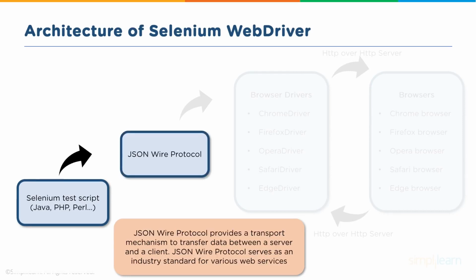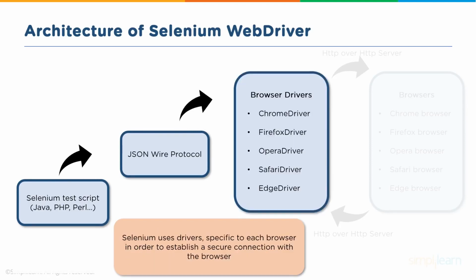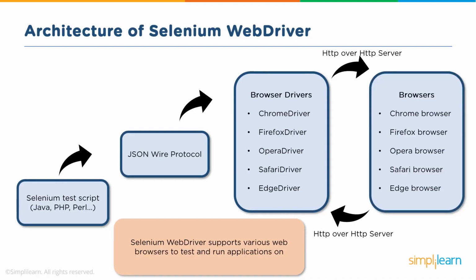The second component is the JSON wire protocol. So what is JSON? JavaScript Object Notation, and it's a standard for exchanging data over the web. So for example, you want to launch a web application through your script. What Selenium does is it creates a JSON payload and posts the request to the browser driver, right? And where are these browser drivers? These are here. And what are these browser drivers? These are drivers specific to each browser. So if you see here, you can see drivers for Chrome, Firefox, Opera, Safari, and Edge, right? So we interact with the actual browsers here using these drivers.